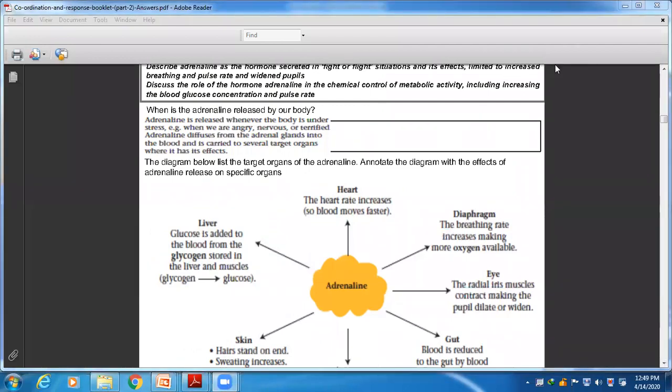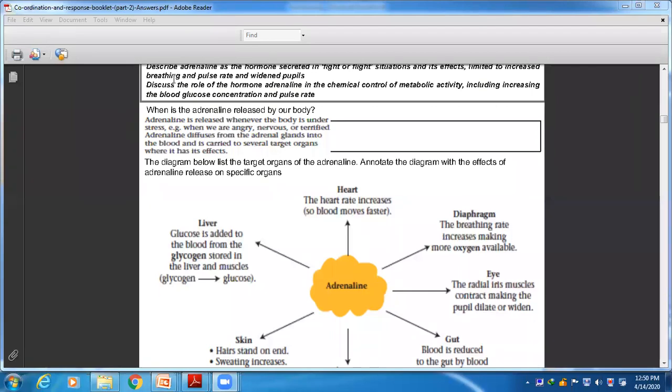Now, another question we have: describe adrenaline as a hormone secreted in a fight or flight situation and its effect. So what are the effects of adrenaline? I told you already, it will increase your breathing rate so that you take in more and more oxygen. You know that the situation is dangerous when adrenaline is produced in your body. So at that time the breathing rate should increase, so that more oxygen reaches your cells for respiration, because your muscles will need more energy.